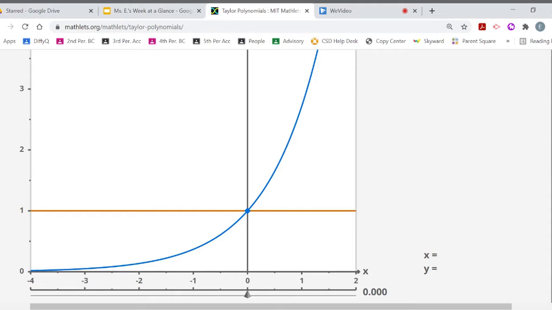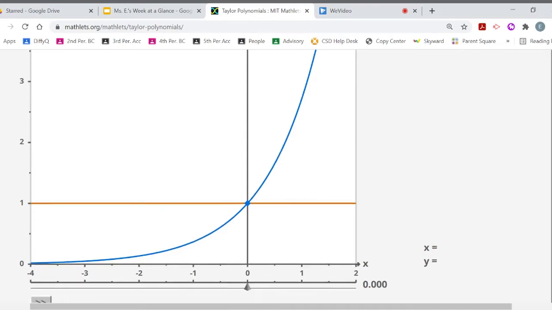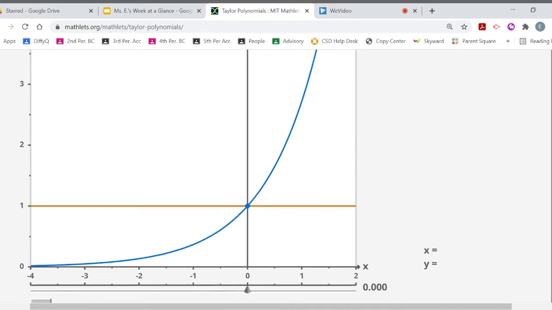So I have this fun little applet here. I want to show you what it looks like graphically to find what's called a Taylor polynomial centered at zero, which is also called a Maclaurin polynomial. I hope it makes sense. We like things to be centered at zero whenever possible.